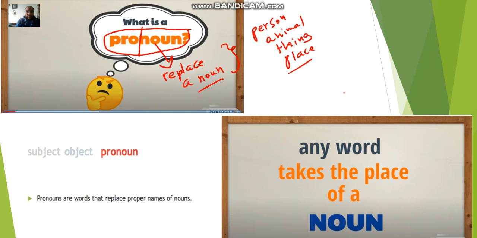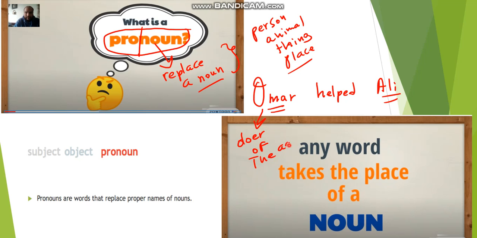Before talking about pronouns, take a look at this sentence. Umar helped Ali. Before moving forward, I want you to answer this question. Who is the doer of the action in this sentence? You're going to find out it's Umar, the doer of the action. And who is the receiver of the action? Who is the receiver of the help? It's gonna be Ali.